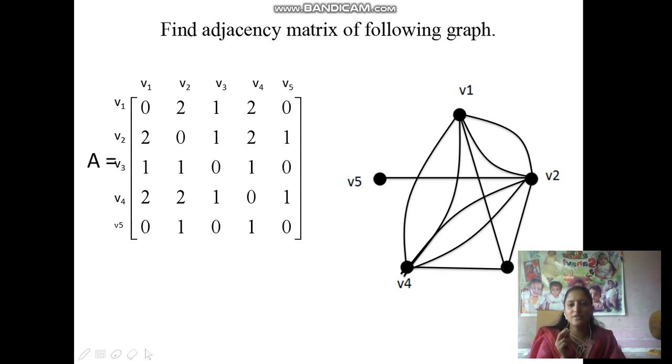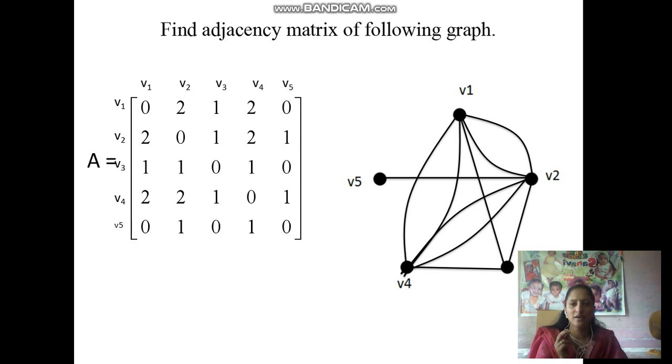Okay. Now consider V4. The number of edges between V4 and V1 is 2. V4 to V2, 2 edges. V4 to V3, 1 edge. V4 to V4, no edge. And between V4 and V5 there is 1 edge. Now consider vertex V5. There is no edge between V5 and V1. There is an edge between V5 and V2. And there is an edge between V5 and V4. So this is our graph.